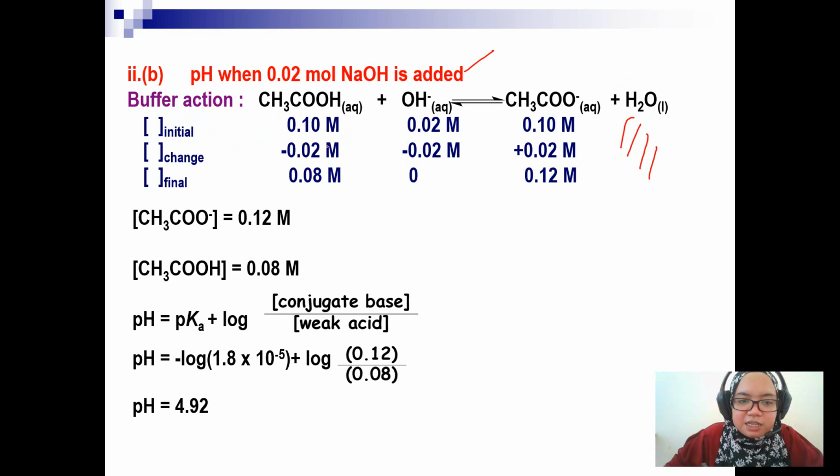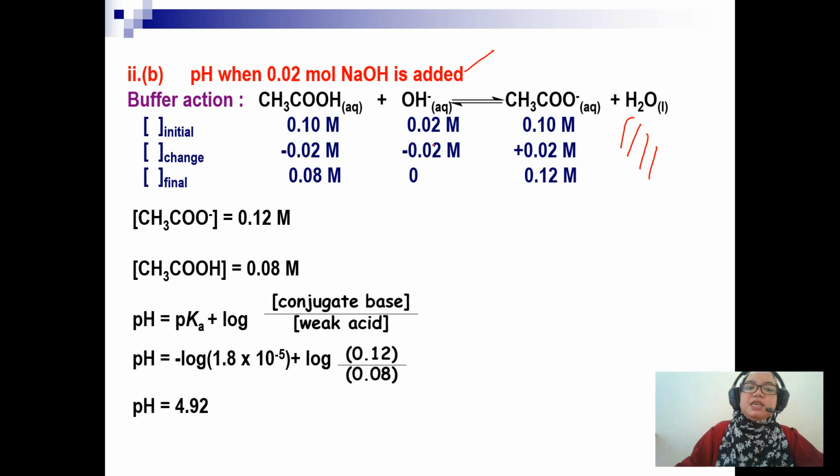Okay, so here, initially, acetic acid is 0.1, and then you add hydroxide ion 0.02, and the initial ethanoate ion is 0.1. And then for the change, when this one reacts with hydroxide ion, the hydroxide ion here is the limiting reactant. So we have to subtract 0.02 here and also subtract 0.02 here, but for the product we add 0.02. So you will get the final concentration of 0.08 for acetic acid and 0.12 for ethanoate ion. Here it is zero, so it is all consumed.